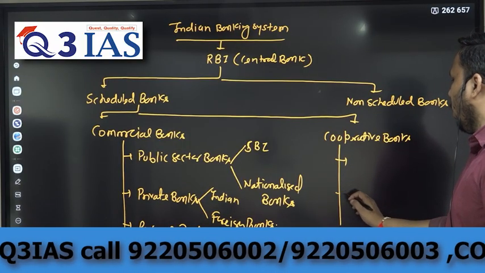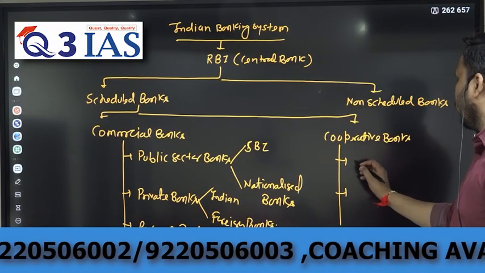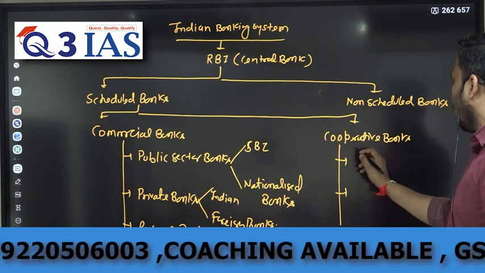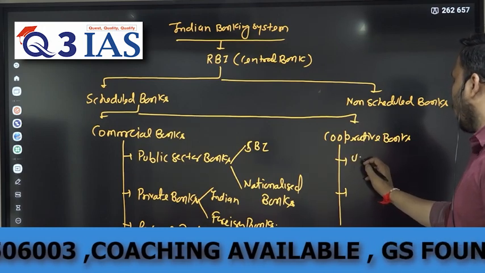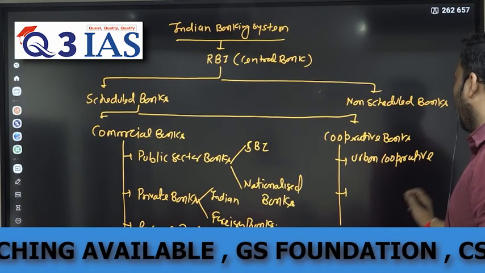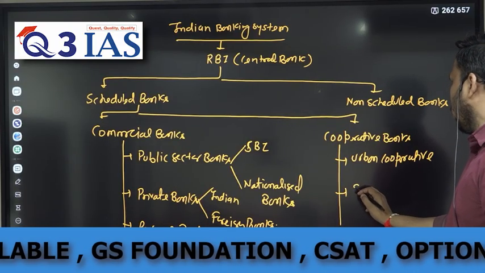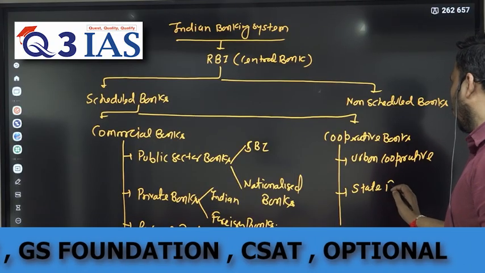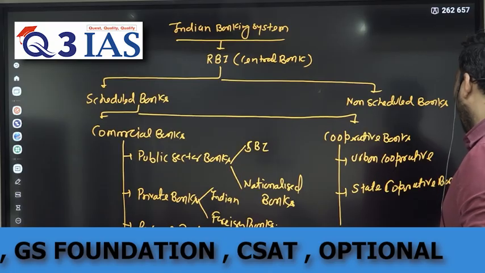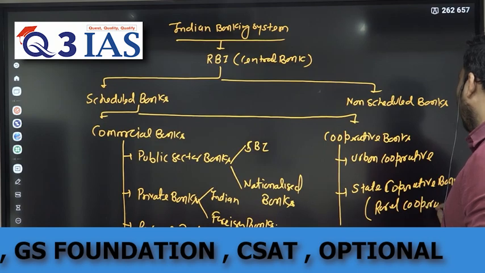On the other hand, there is the cooperative bank. Cooperative banks means the banks where the members are the owners of the banks. Cooperative banks are of two types. First is urban cooperative bank, and the second one is state cooperative banks, or you can write rural cooperative banks.